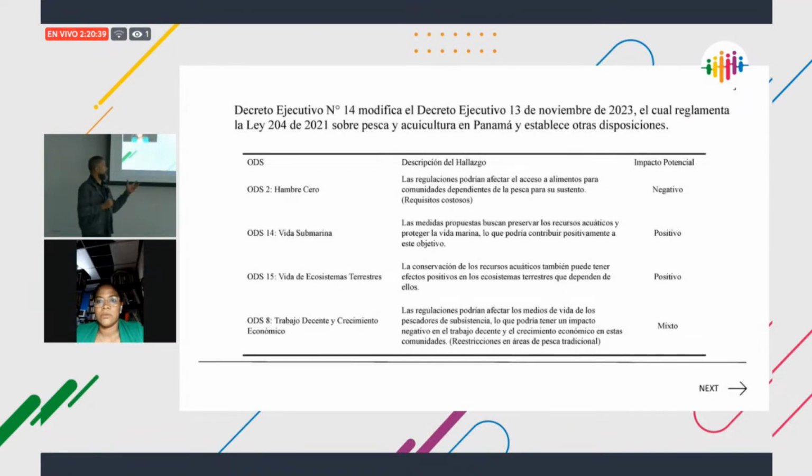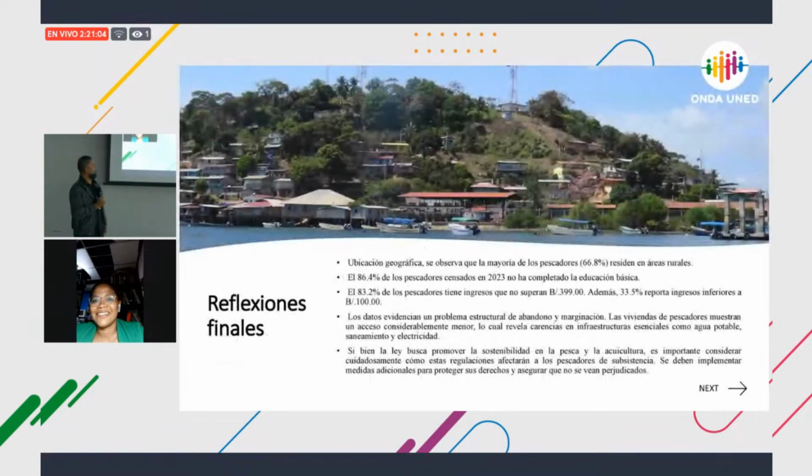Last one. Here we had something from Rita that tried to look at that decree, executive decree number 14, the last one coming out on January 24, to be able to observe how this executive decree affected the fishing. We're closing out because we don't have any more time.